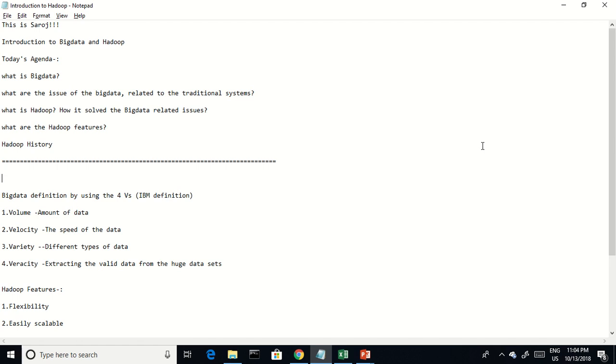So nowadays people keep on talking about big data. So what is big data? In our traditional systems, like database systems or our existing systems, they are capable of handling some GBs of data or, at most, up to TBs of data. Beyond that, it creates a lot of problems.